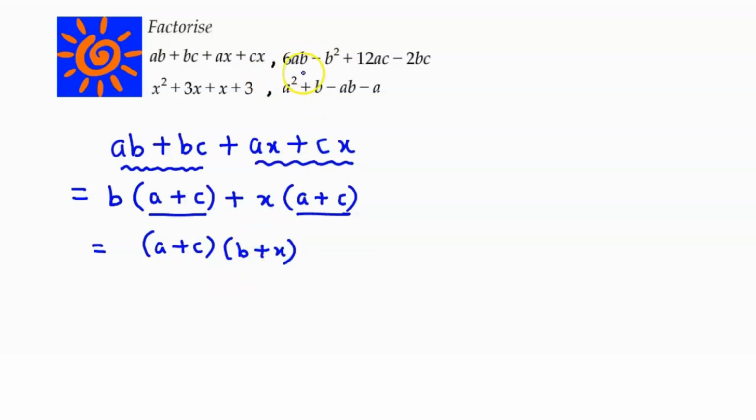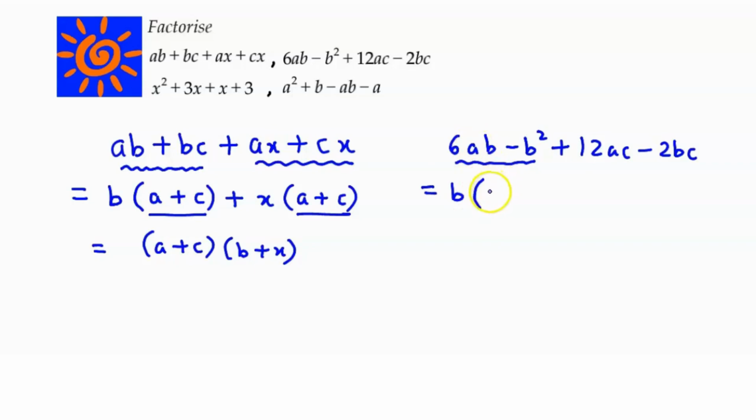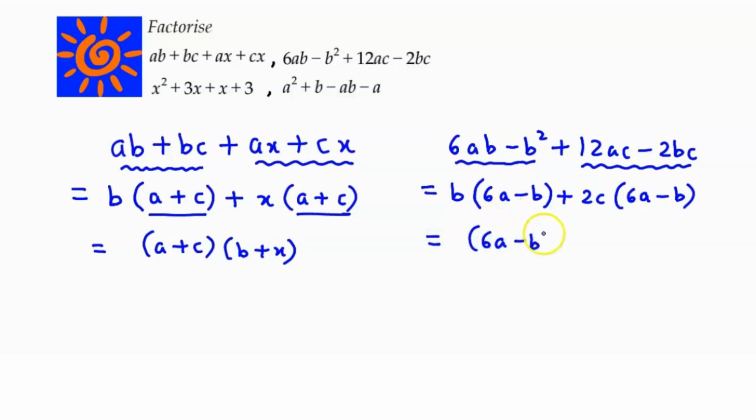Let's look at the second one. 6ab − b² + 12ac − 2bc. Now here we could take b as the common term. Let's try and take b as the common factor over here. So within brackets we have 6a − b, and from these two terms we could take 2c as the common factor. Let's take 2c as the common factor. So in brackets we have 6a − b. So finally we have (6a − b) into (b + 2c).